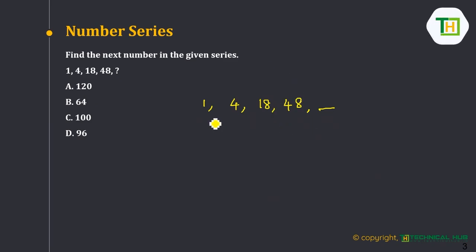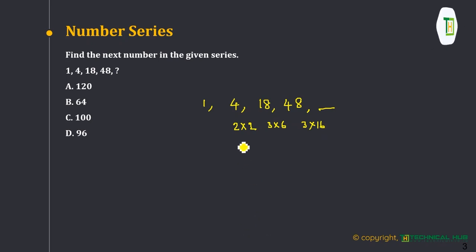Let's see. Can I write these numbers as a product of anything? I can write 4 as 2 into 2, that means 2 square. But how can I write 18 here? I can write it as 3 into 6. And how can I write 48? 48 can be written as 3 into 16. But if I write 2 into 2, 3 into 6, 3 into 16, it is not going to give any logic here.